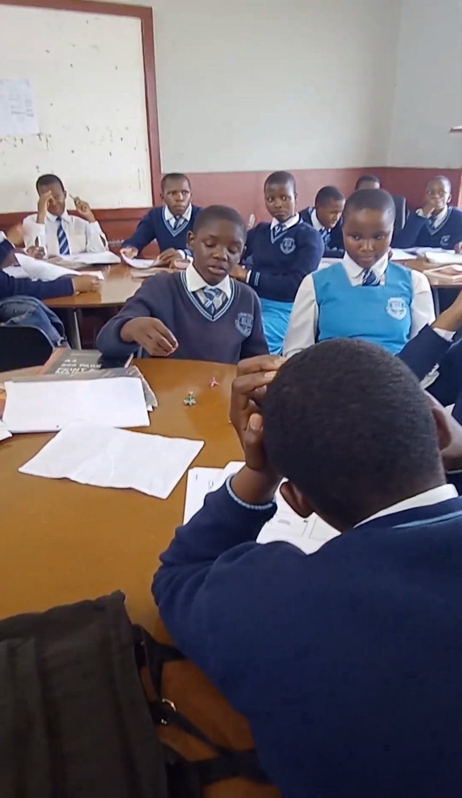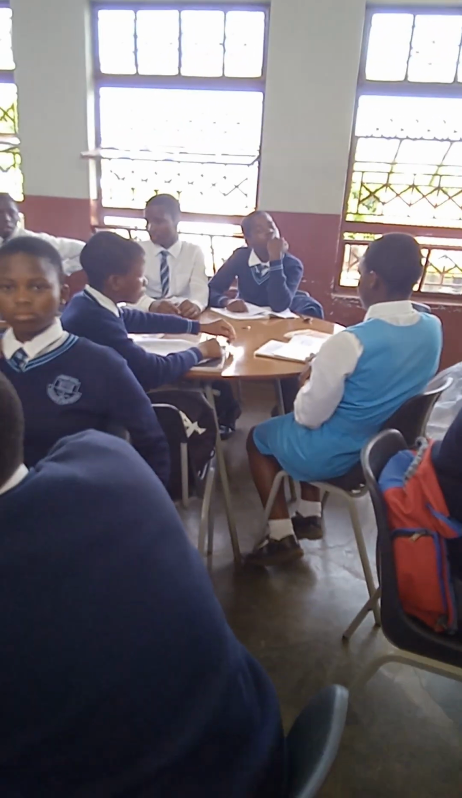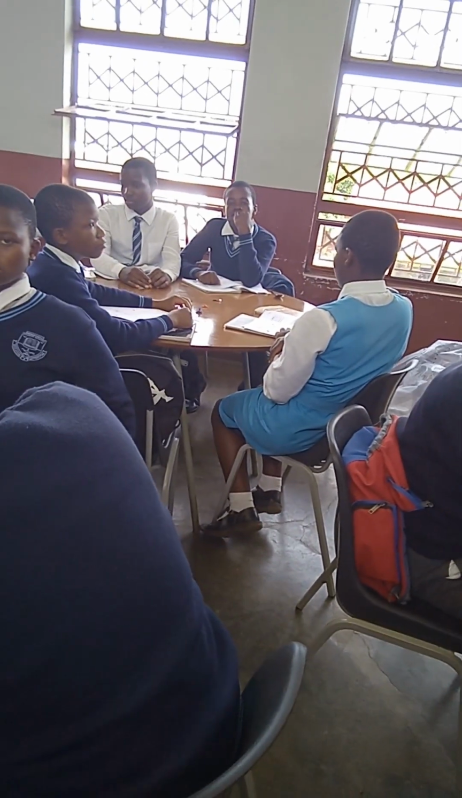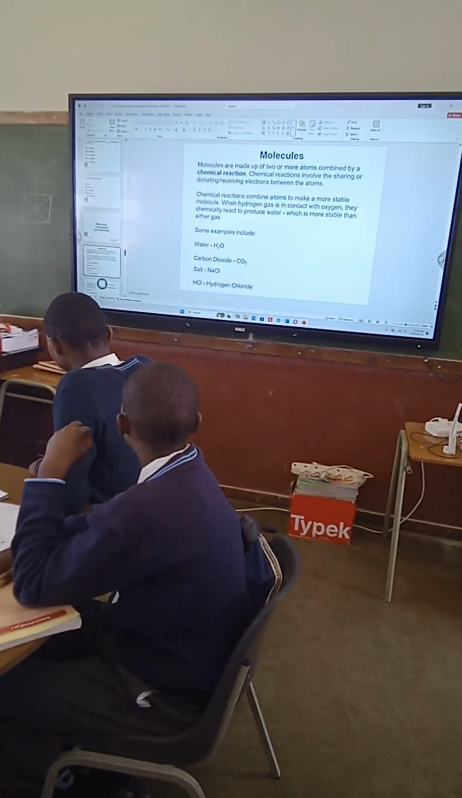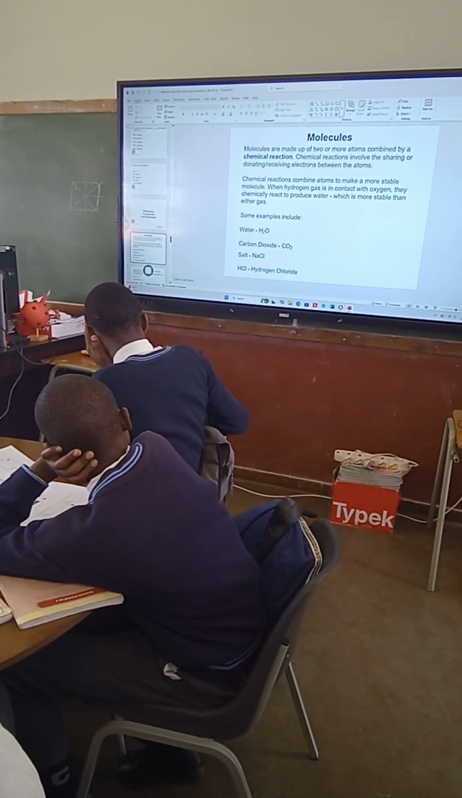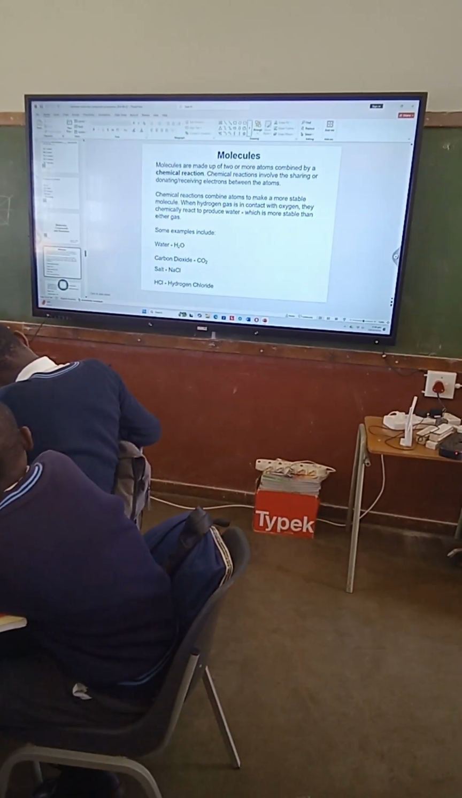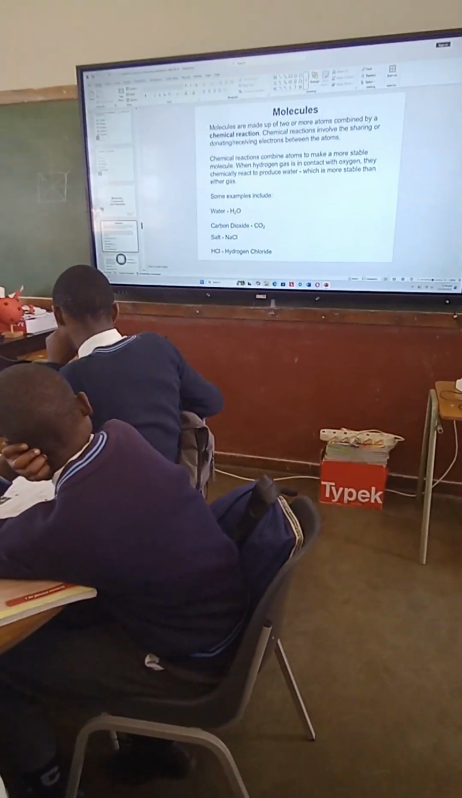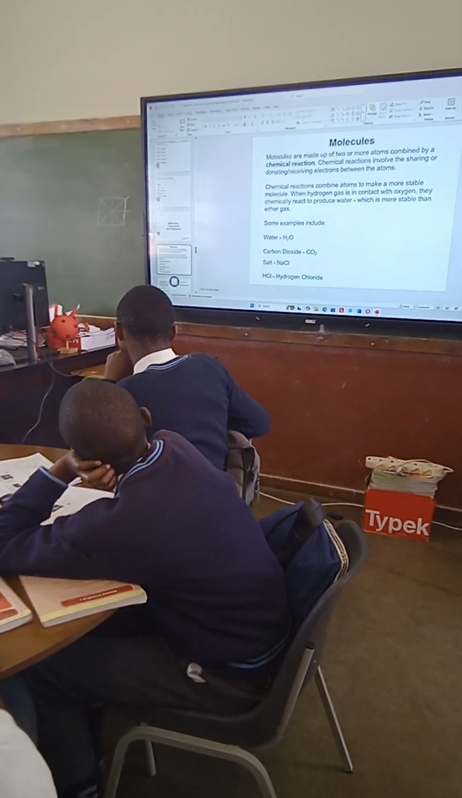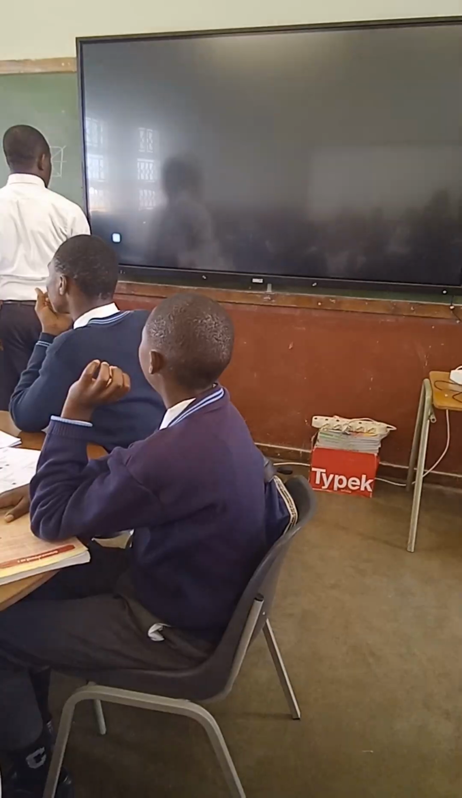Alright, let's see on the board the definition of the molecule. It means the molecules are made up of two or more atoms combined by chemical reactions. The examples of molecules were water, carbon dioxide, salt, and hydrogen chloride. So if you can check on that group, now I could see the camera.